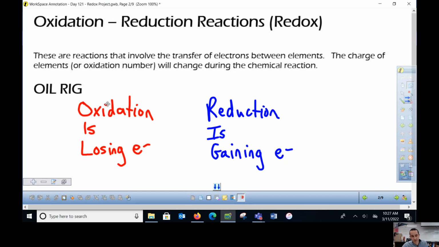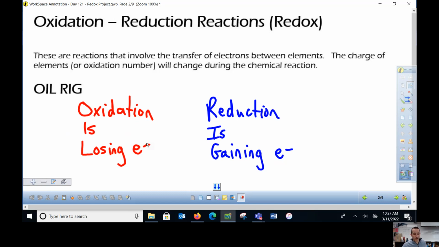What does that mean? Oil, O-I-L: oxidation is losing electrons. So when something is getting oxidized, it is losing electrons, and that is going to make it more positive. And reduction, R-I-G: reduction is gaining electrons. So if an element becomes reduced, it is gaining extra electrons. It's going to become more negative.